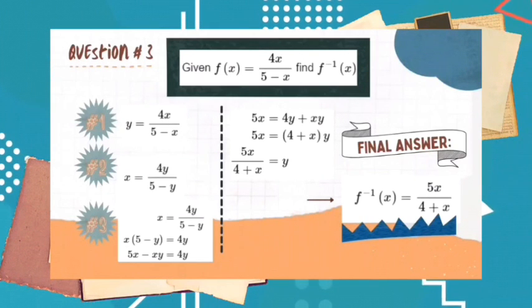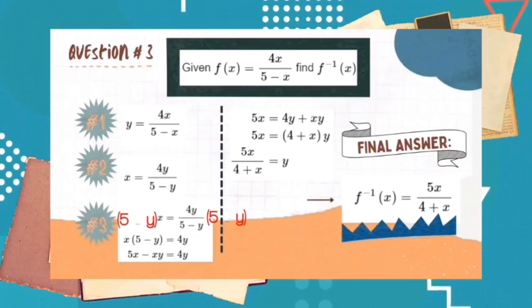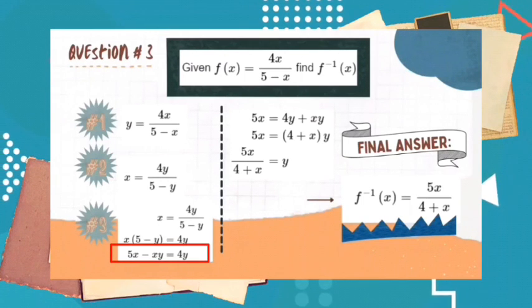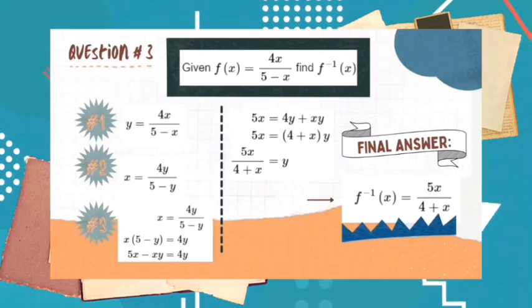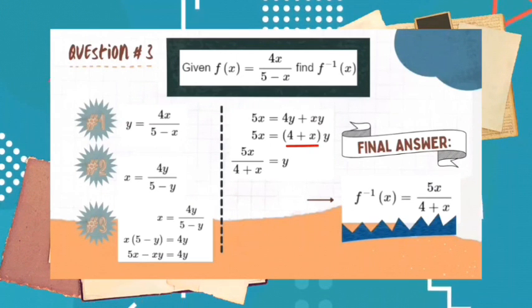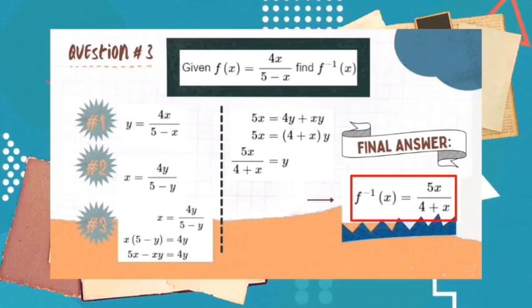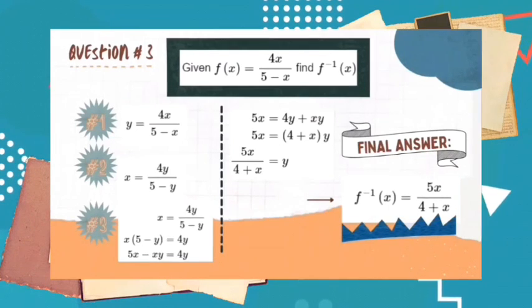Eliminate the fraction from the equation by multiplying the value of the denominator to both sides of the equation. This leaves us with 5x minus xy equals 4y. Transfer xy to the right side of the equation and factor out y. Divide both sides by 4 plus x. This leaves us with our final answer, which is 5x over x plus 4 or 4 plus x.